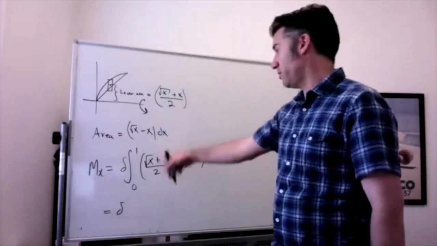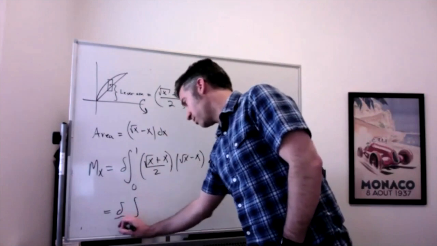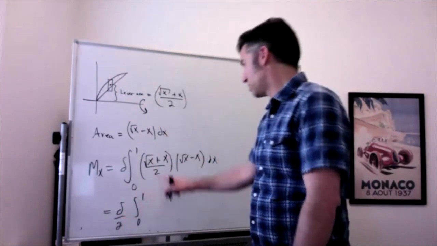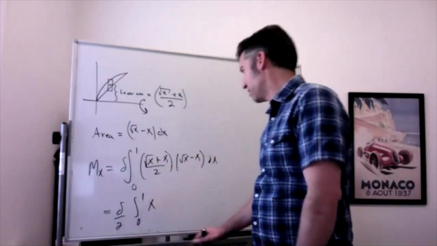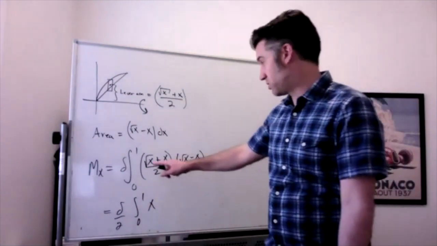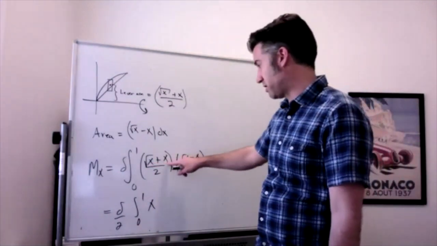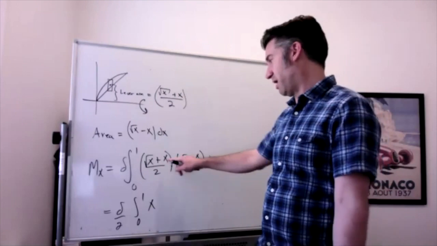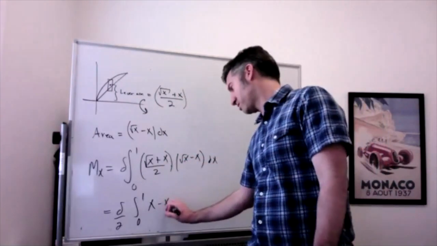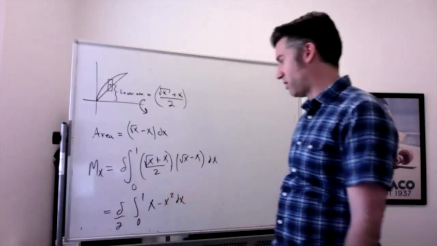Let's see. So when I multiply this out, I'm going to bring out the 1/2. Square root of x times square root of x is x. The middle terms cancel, right? Square root of x times negative x and x times square root of x cancel out. And I get x minus x squared. And that looks a lot like what I had before.